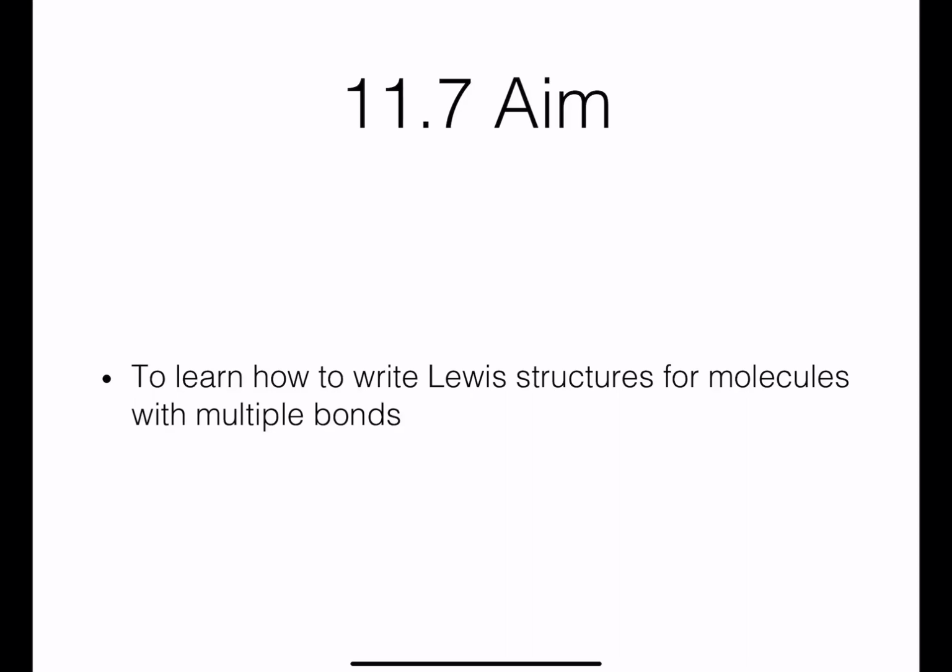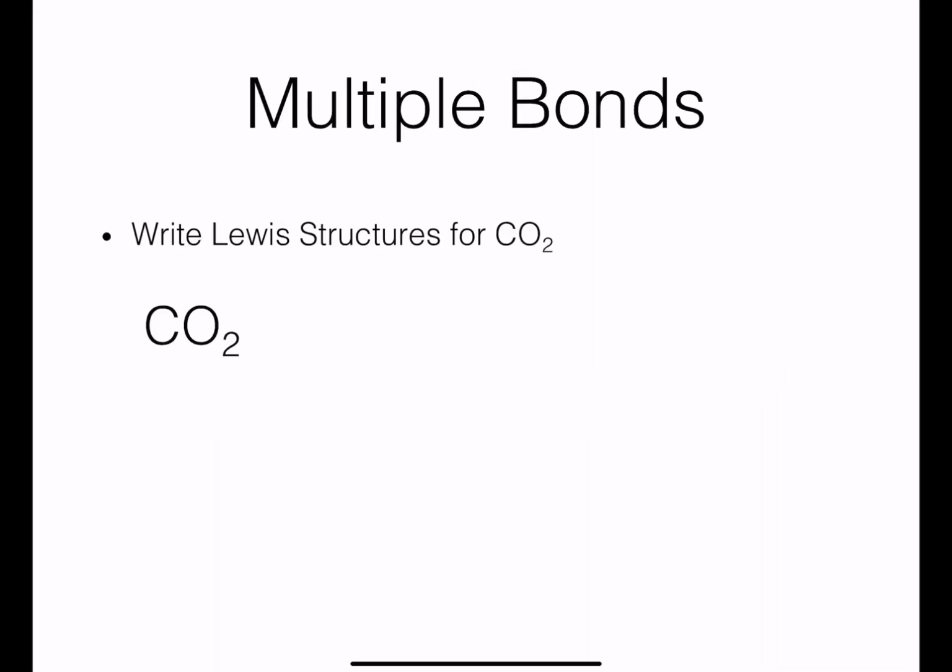For 11.7, we're going to learn how to write Lewis structures for molecules with multiple bonds. A single bond isn't the only thing that we can use to draw Lewis structures, so we have to know when a multiple bond is appropriate and how we come to that conclusion using Lewis structures. In this case, we want to write the Lewis structure for CO2.